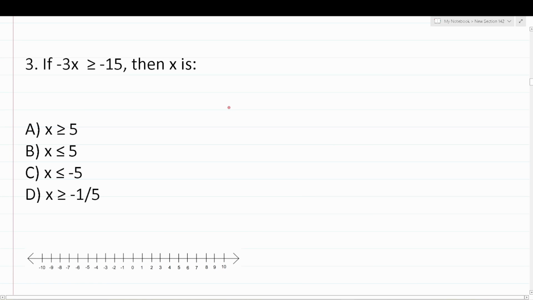So number 3 says if -3x is greater than or equal to -15, then x is. So we're trying to solve this inequality now. -3x is greater than or equal to -15. Of course, as we would when we solve an equation, we're trying to get our x variable by itself. So we're going to go ahead and divide both sides of this inequality by -3. This crosses out here, leaving you with x on this side. And what did I just do? I just divided across the inequality sign by -3. So that's going to prompt me to change the direction of this sign. So I'm going to do that real quick.